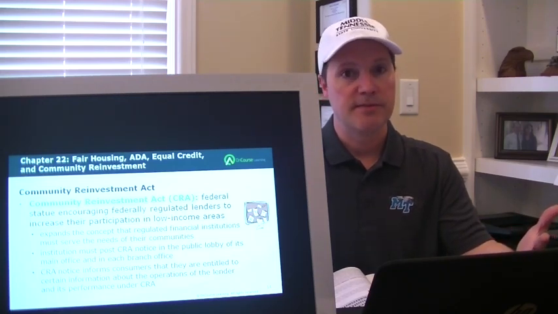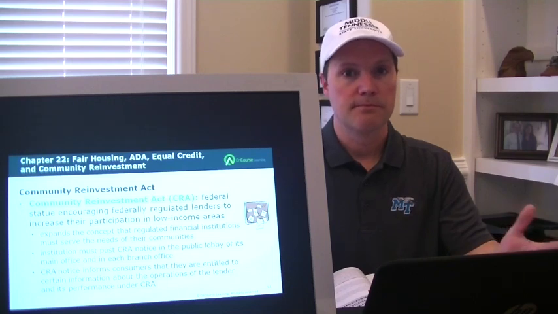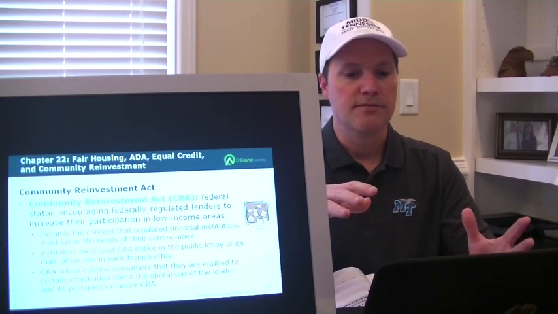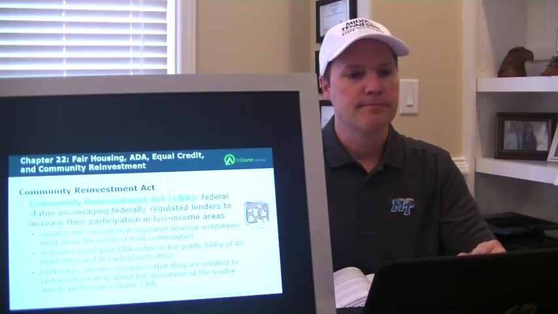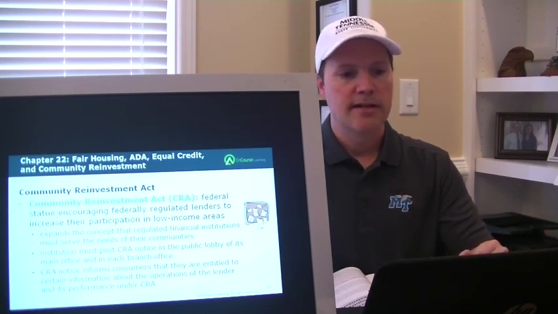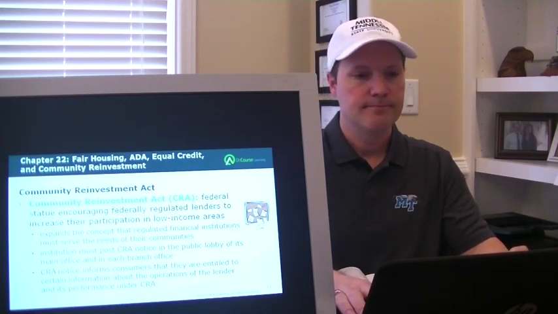Now they came out with a Community Reinvestment Act. They actually did a large Community Reinvestment Act when President Trump just got in office. They're doing major areas around the city, areas of many cities. Federal and state regulators are encouraging lenders to increase their participation in low-income areas. This expands the concept that regulated financing institutions must serve the needs of their communities. They can't discriminate. An institution must post a CRA notice in the public lobby of its main office and in each branch office. The CRA notice informs consumers that they are entitled to certain information about the operations of the lender and its performance under the CRA. Okay, so that's the Community Reinvestment Act. That's going on right now, all over the country.